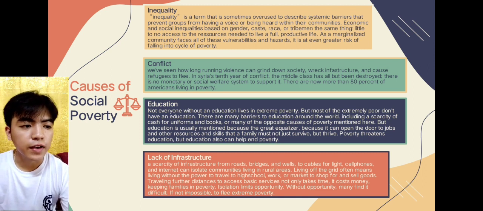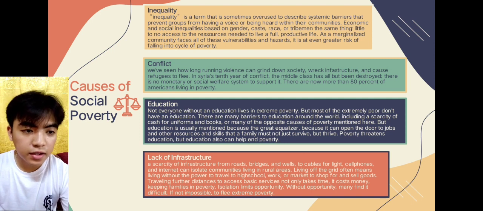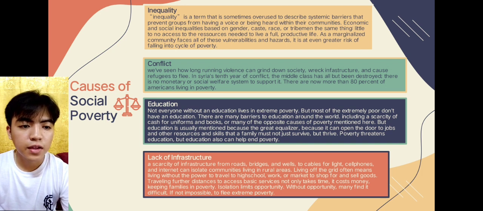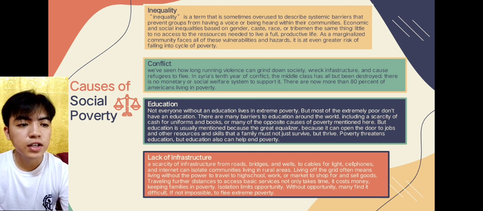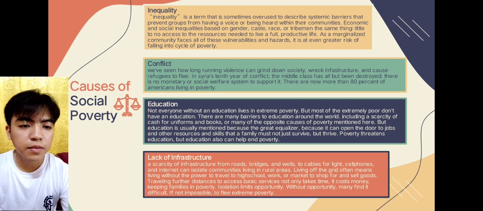Second, conflict. We've seen how long-running violence can grind down society, weaken infrastructure, and cause refugees to flee. In Syria's 10th year of conflict, the middle class has all but been destroyed. There is no monetary or social welfare system to support it. There are now more than 80% of Syrians living in poverty.